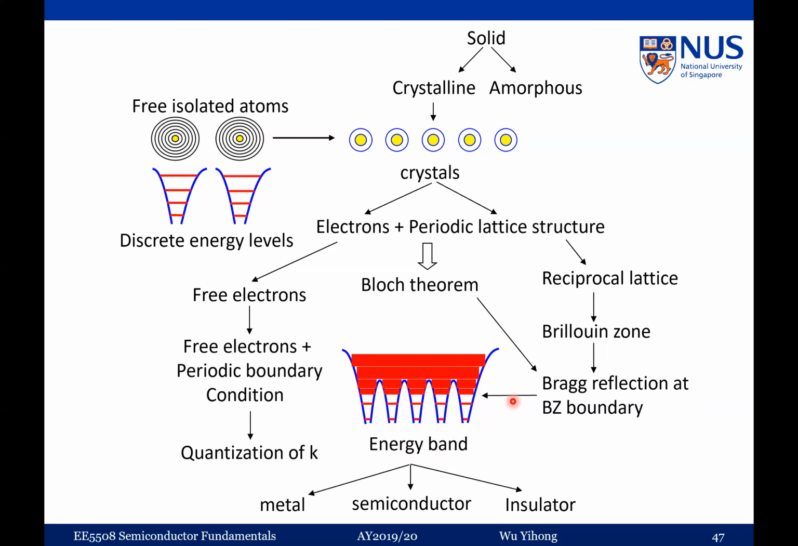But for valence electrons, you see that they will form this kind of energy band, right? And we have different types of energy bands: some will give you a metal, some will give you a semiconductor, and some will give you an insulator, right? So this is what we'll learn today. That's why today we'll start from here first.